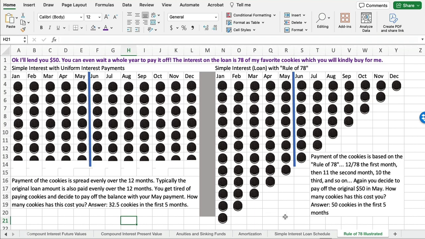We're actually going to do a Rule of 78 problem next, but this is just to explain to you how the Rule of 78 works.